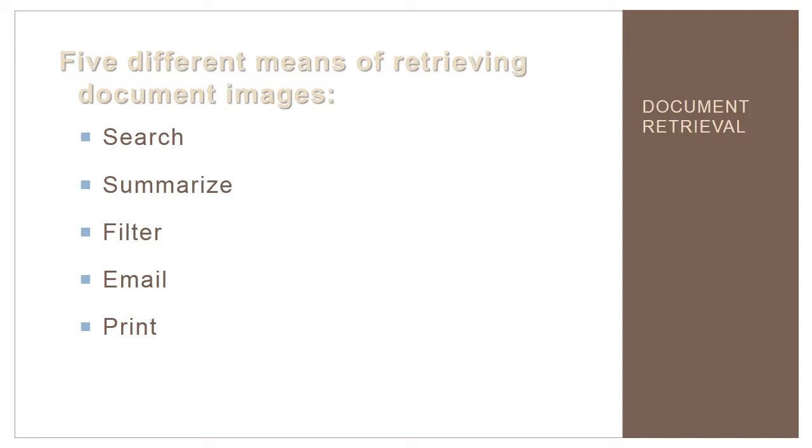And once you've found that document, there are two means of extracting that document for further use. You can either email a link to yourself or to someone else, or you can go ahead and email an attachment from the system. And if neither one of those is what you're looking to do, you can also print the document right from within Content Manager. Let's move on by starting with the basic search.